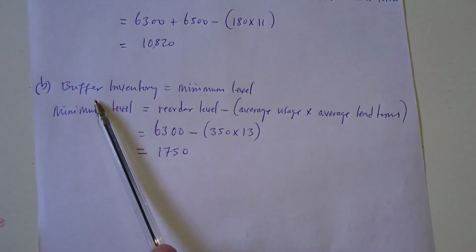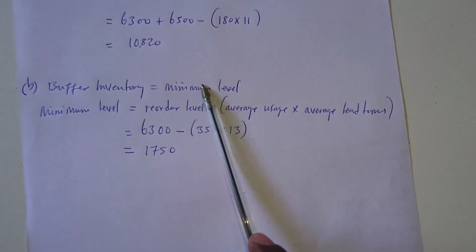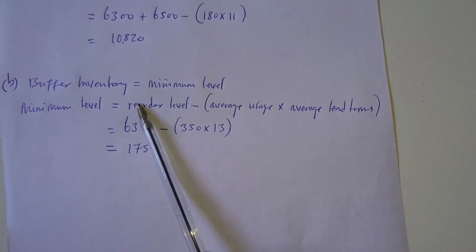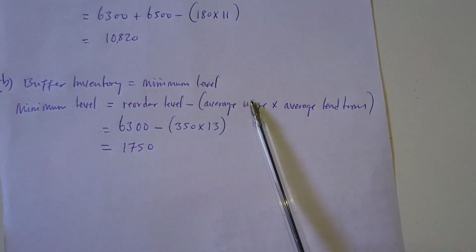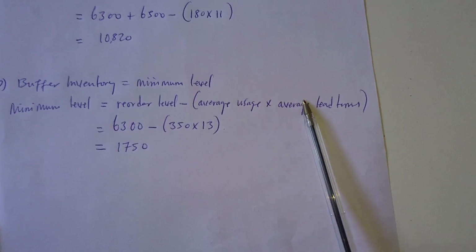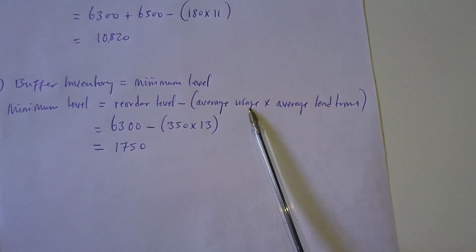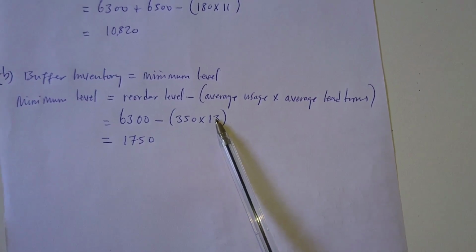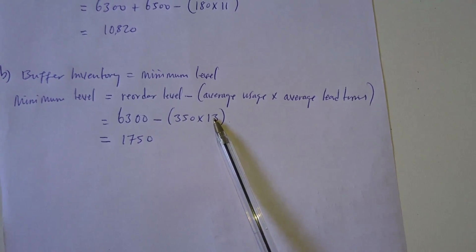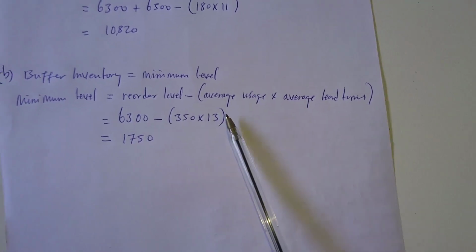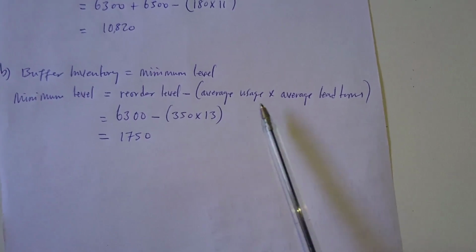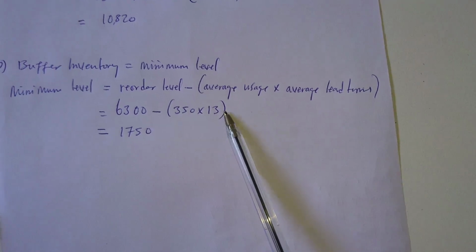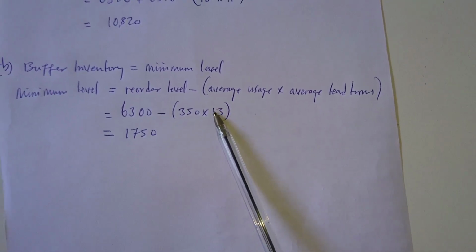Then for part B, buffer inventory, we are saying buffer inventory is the same as minimum level. So the minimum level equals reorder level minus average usage times average lead time. The average lead time: it will take us 13 days to receive the order that we're going to make. That's 11 days to 15, so 11 plus 15, minimum and maximum lead time, divided by 2. That's how you get the 13.